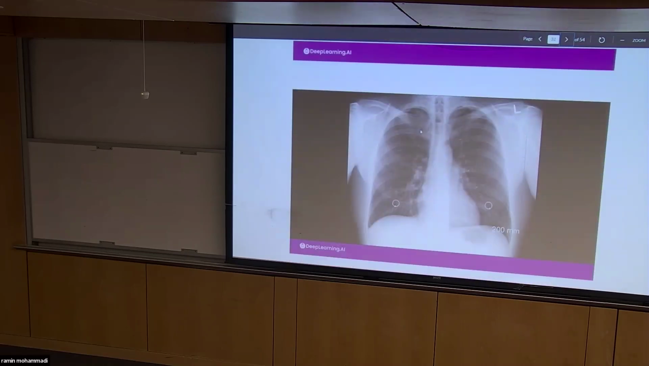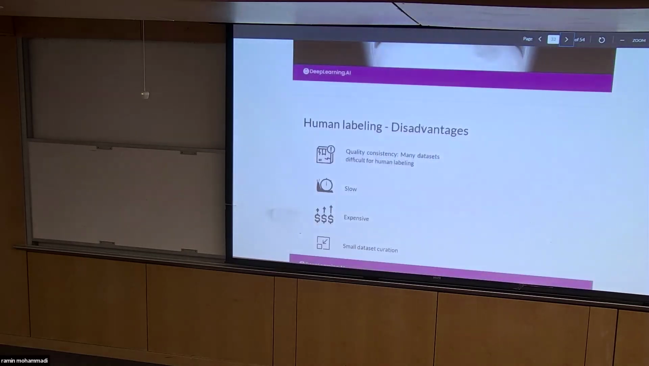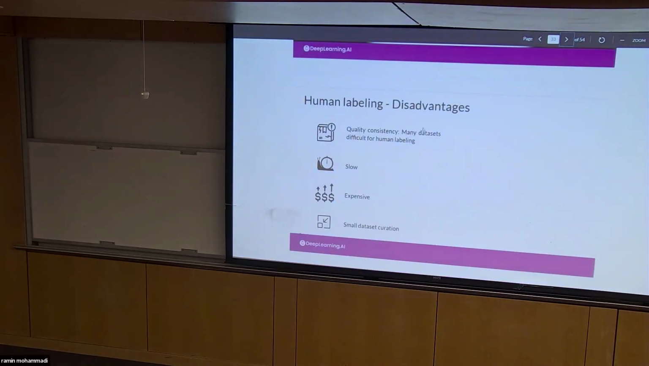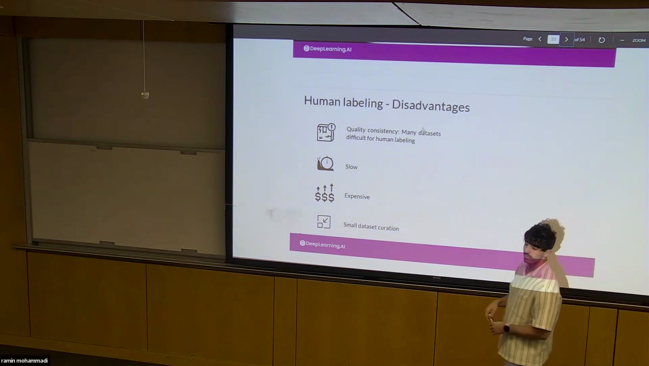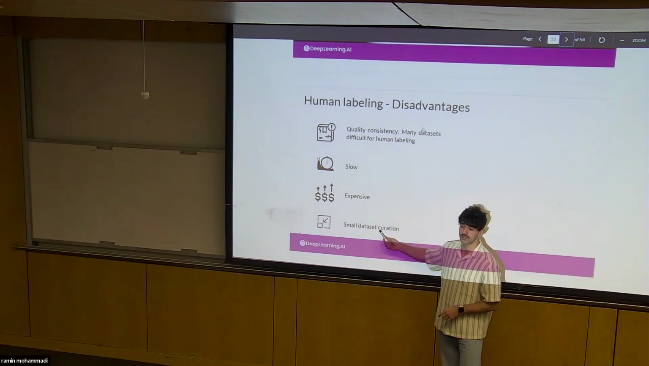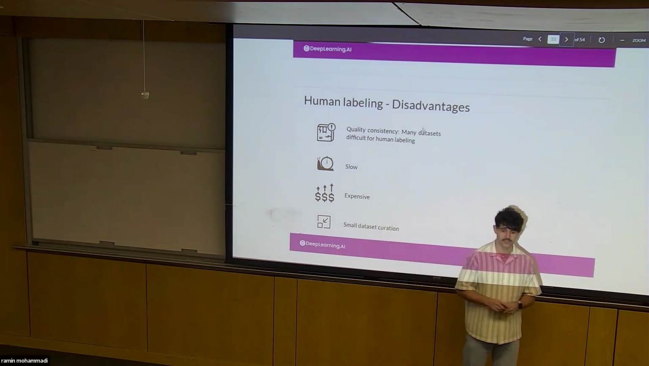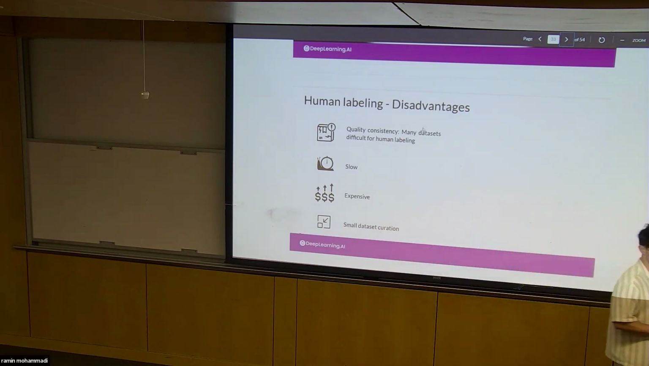The disadvantage that human labeling has is, first, the quality or consistency is not the same. Raters don't perform the same. They don't label the same. It's pretty slow because you ask people to manually label the task for you. It's pretty expensive, and you normally end up with a small curated data set. You can't make a large data set because it's expensive and slow.